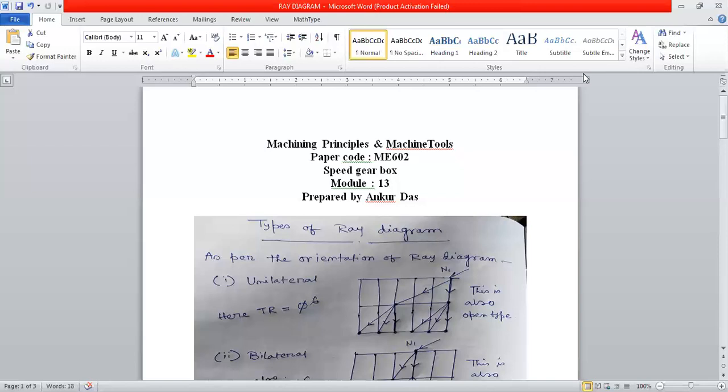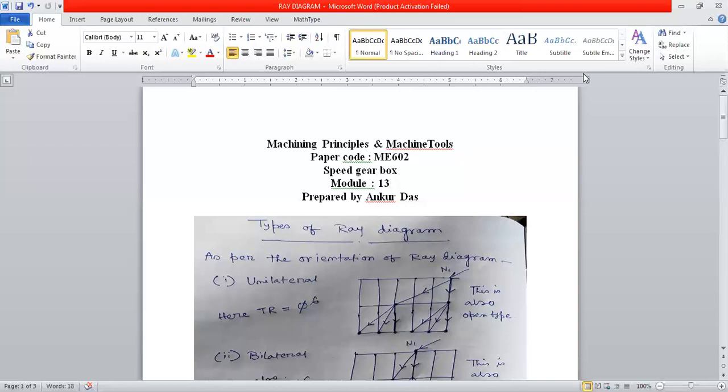Now we have to teach that there are different types of ray diagram. In case of speed gearbox, the ray diagram is necessary for gearbox design purpose. By the ray diagram, we can decide the speed arrangements in the gearbox.